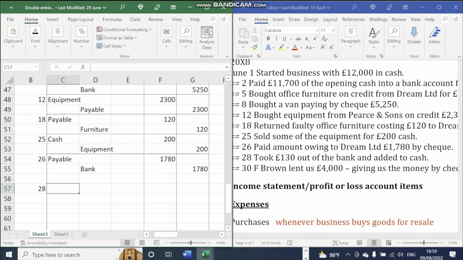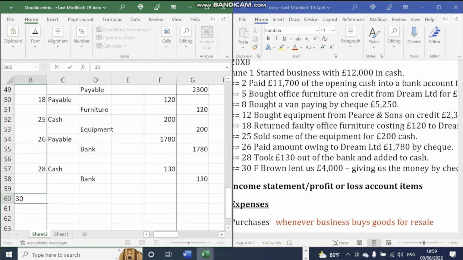Next we got 28th. Took 130 out of bank and added to cash. So cash balance is increasing. Cash is an asset. Increases debit, amount 130. And bank balance is decreasing, 130.